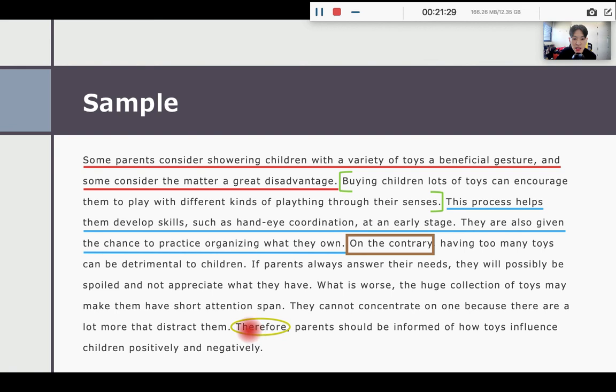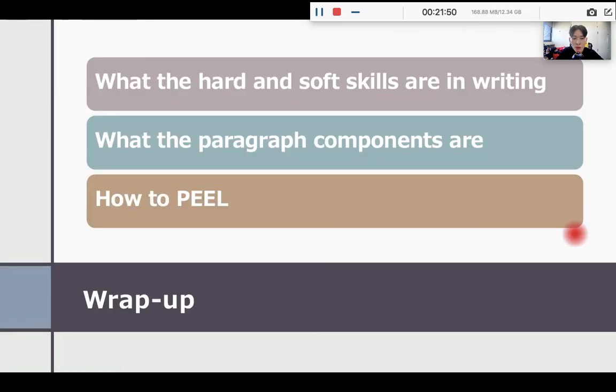So the sentence that starts with therefore is the clincher. Parents should be informed of how toys influence children positively and negatively. Okay, I believe through these examples, the explanation on paragraphing should make better sense. Okay, so from this video lecture on writing, you should know what the hard and soft skills are in writing, and what the paragraph components are, and how to peel. Okay, thank you for your time and patience. I hope you learned a lot.